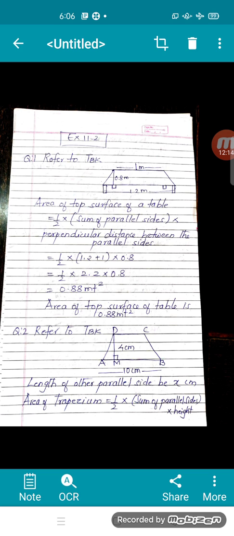Now we go to question number 2. The area of a trapezium is 34 centimeter square. Please write down, area of trapezium is 34 centimeter square, and the length of one of the parallel sides is 10 centimeter, height is 4 centimeter, and we have to find the length of the other side. Very easy. Let the length of the other parallel side be x. So area of trapezium will be half into sum of parallel sides into height.